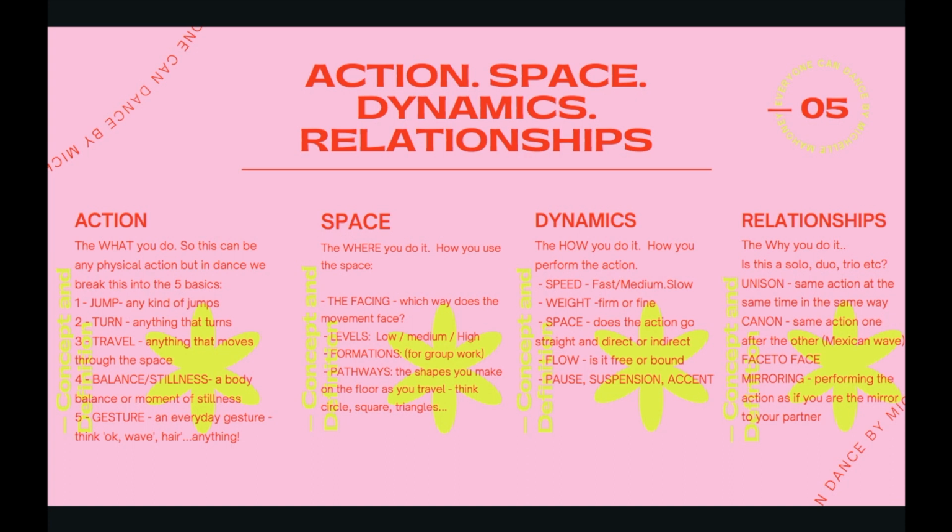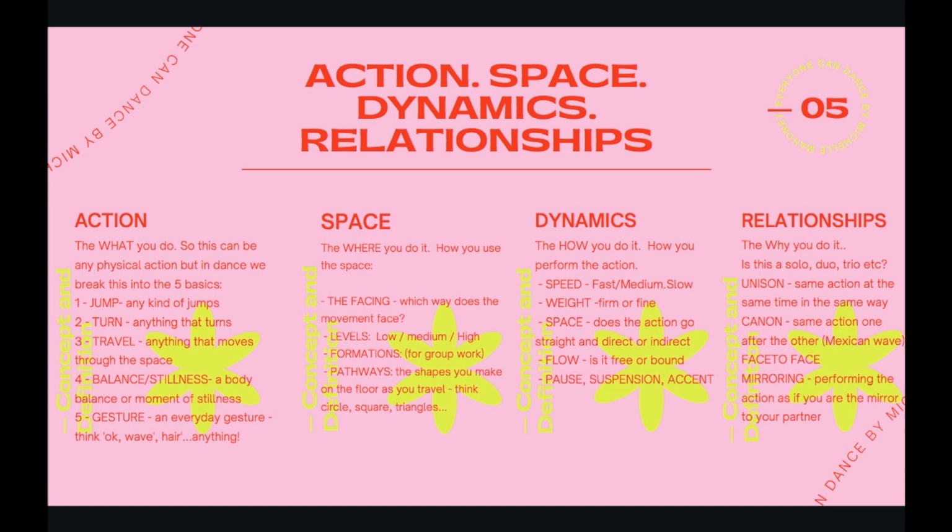Then you've got your space, which is where you do it. So you've got your what, the action, and the where, and how you use that space. So you're facing, use of levels, low, medium, and high. You could repeat the same action on three different levels. Lovely. You've got use of formations for group work, and pathways, the shapes you make on the floor as you travel. If you imagine that the dance space is a giant floor of sand, and as you travel through that sand, you're leaving shapes. That's your pathway.